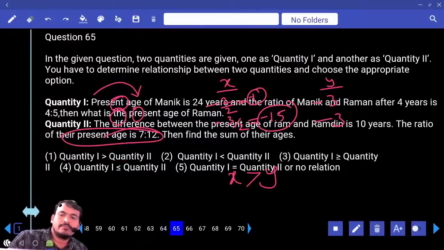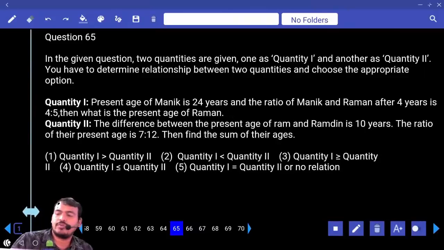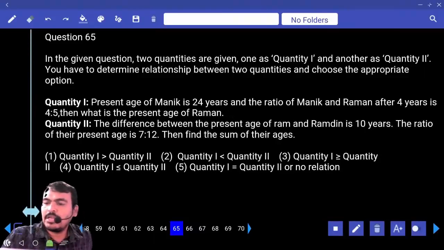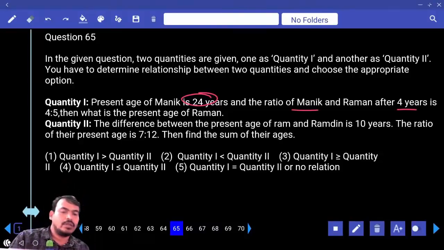Next, 65. Quantity 1: Present age of Manik is 24 years, and the ratio of Manik and Raman after 4 years is how much? 4:5. What is the question here? Present age of which one? Raman. What is the Manik present age? 24. If present age is 24, means after 4 years Manik is 28. The 28 represents how many parts? 4 parts. 4 parts are 28, every 1 part is 7. Then 5 parts value 35.